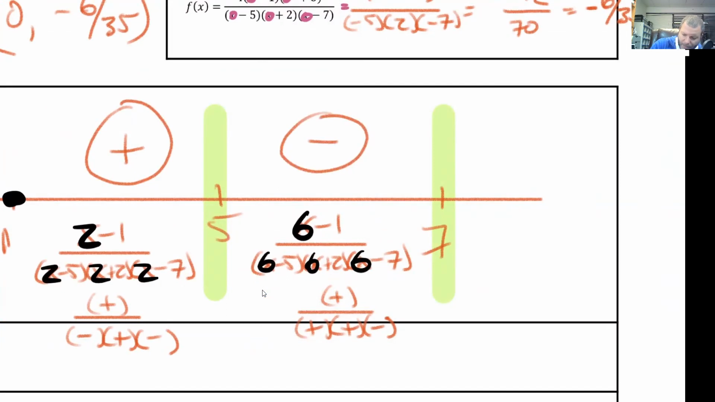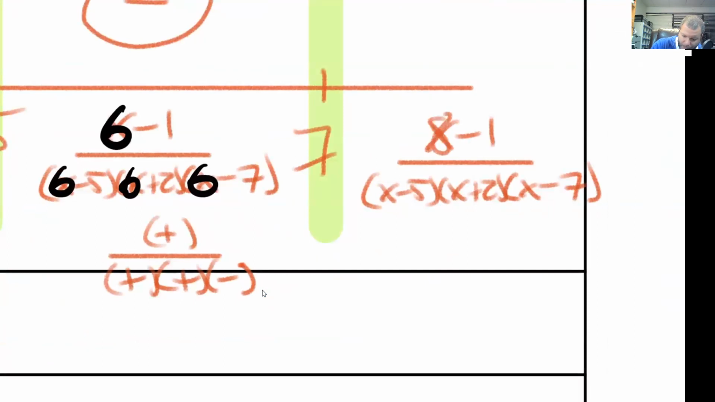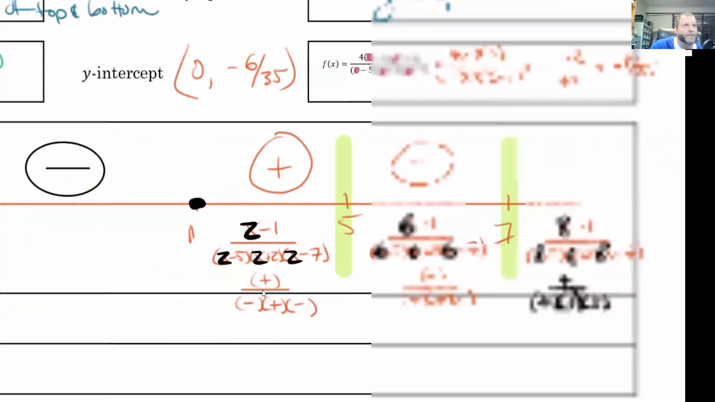And then if we plug in something greater than 7, we're going to get a bunch of positive numbers. If I plug in 8 everywhere, 8, 8, 8, and 8. And so positive in the top, positive 8 minus 5, positive 8 plus 2, positive 8 minus 7. So everything's a positive there.